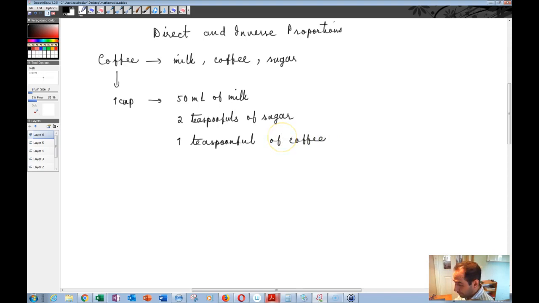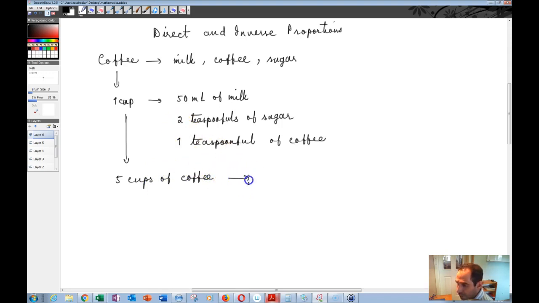Okay, so that's basically it, and then of course you need some water. We don't have to add everything to the ingredients, just the milk and the sugar and the coffee. And if it's instant coffee, you add some hot water to that and you make a cup of coffee. So now, let's suppose that you want to make 5 cups of coffee.